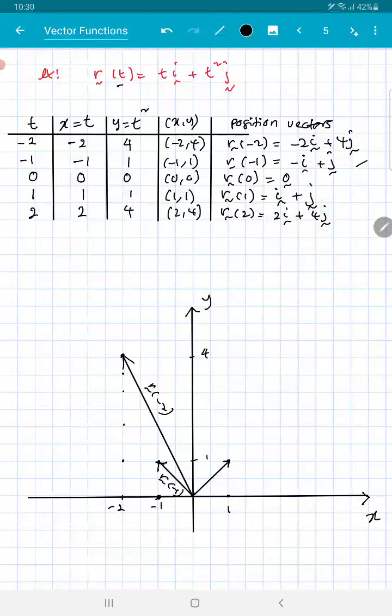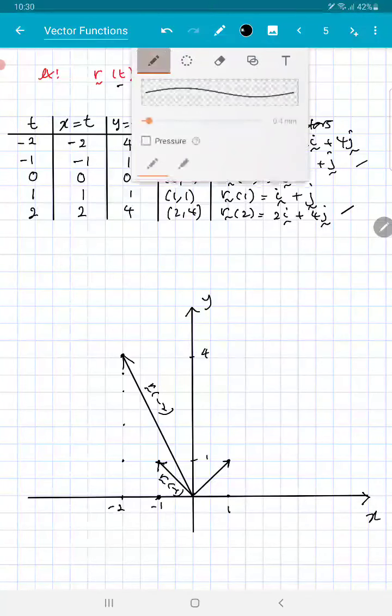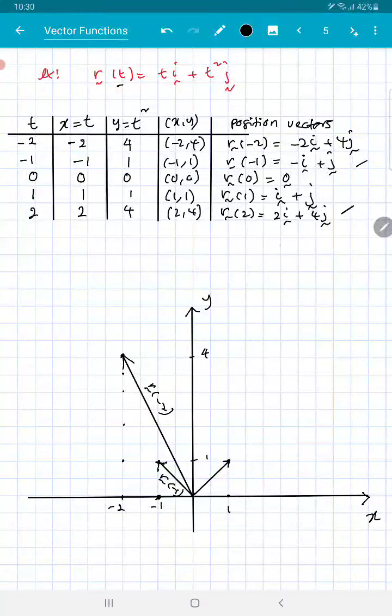And the last one is for t equals 2. So when t is 2, you start from the origin, we have 2i. So for 2i, you move 2 units to the right, and then you move 4 units up. So we have 1, 2, 3, 4, and then you draw a vector from the origin. So that would be another position vector when t is 2. This is the position vector when t is 2.